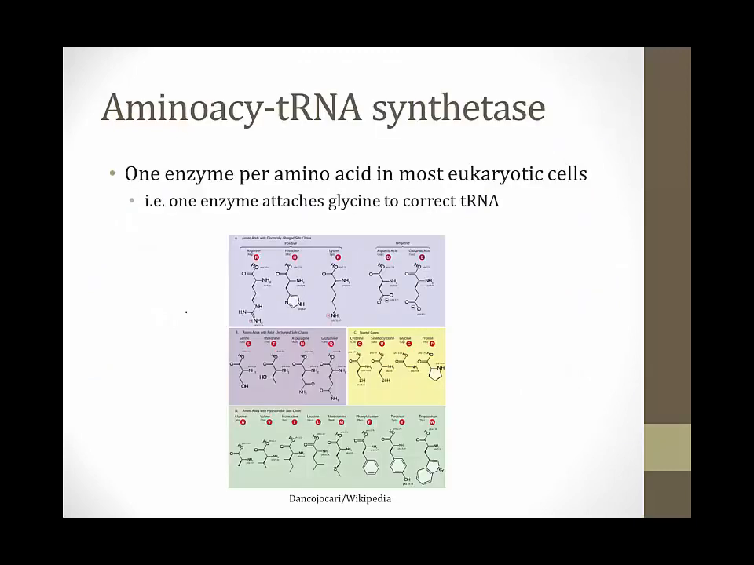In the human body, there are many different forms of the enzyme aminoacyl tRNA synthetase. Shown on the slide here are all the different amino acids, and in general, there is one aminoacyl tRNA synthetase enzyme per amino acid for most eukaryotic cells. In other words, there is one enzyme to attach glycine to the correct tRNA, another enzyme to attach other amino acids to the correct tRNA.